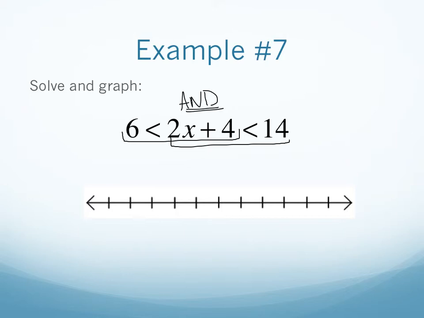Okay, I solve these 2 inequalities the same as I would any other inequality. So I'm going to subtract 4. Here's the key though. I have to subtract 4 from both sides of the inequality. Okay, so 6 subtract 4 is going to be 2. Those 4's cancel, so I'm left with 2x. 14 subtract 4 is 10. Now I divide by 2, but I have to divide everything by 2. 2 divided by 2 is 1. Those 2's cancel. 10 divided by 2 is 5.